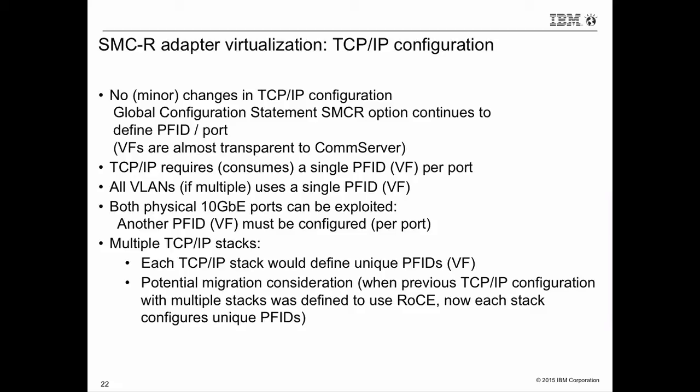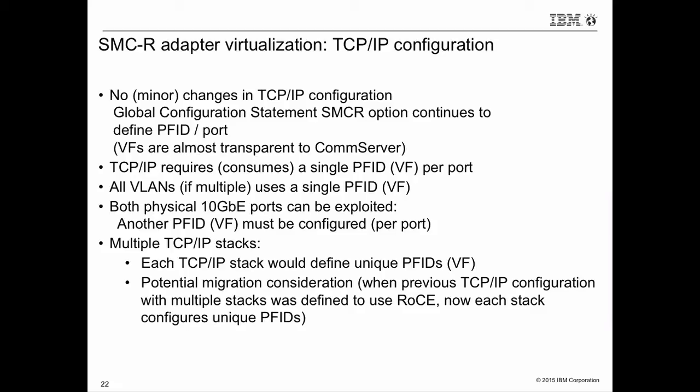Really, the only change is if you're a current exploiter of SMC-R on z/OS V2R1 and you have multiple TCP/IP stacks configured on a single z/OS LPAR, the common INET configuration, with multiple stacks actively using SMC-R. Previously, you were able to do that by sharing the same RoCE Express feature, so you shared the same PFID across all those stacks.